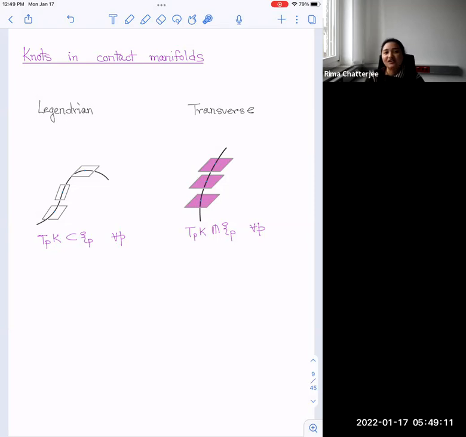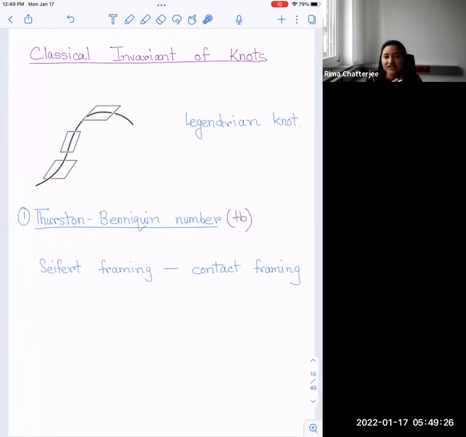Okay. Now, if I'm talking about knots, I must tell you what the classical invariants of these knots are, the invariants which can tell these knots apart. For a Legendrian knot, we have two classical invariants. The first one is known as the Thurston-Bennequin number, in short tb, which measures the difference between the Seifert framing and the contact framing. So we need a Seifert surface to define the Thurston-Bennequin number. But there are also ways to define it without a Seifert surface. There are relative versions, but let's not go into it.